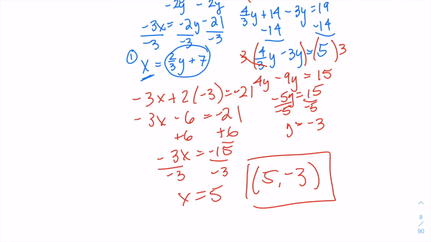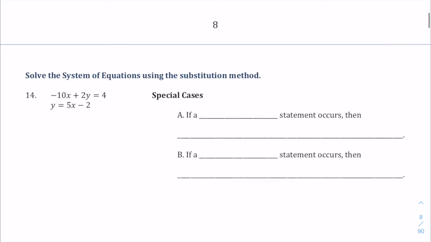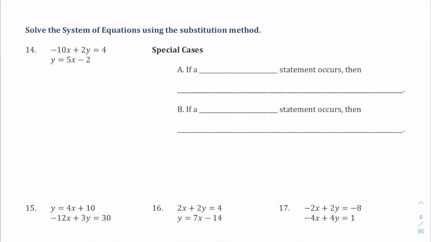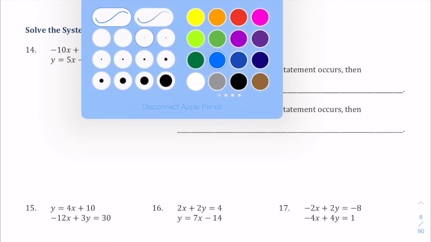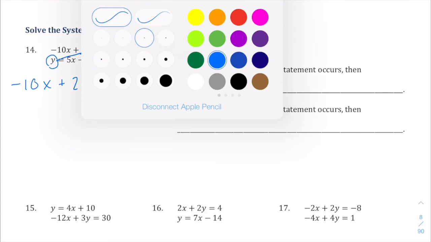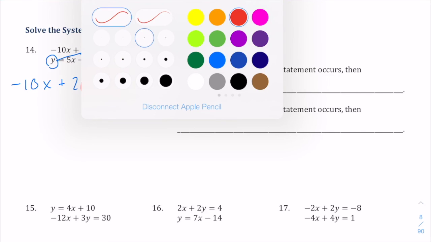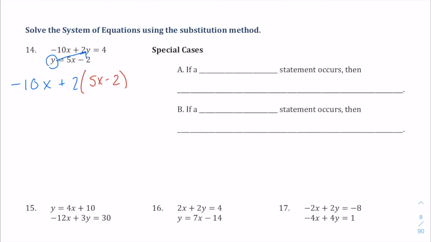Terrific. All right. There are still a few other things that we should go over. Let's talk about some special cases. So let's start to solve this as we normally would. All right, so I do see that the y was solved for in the second equation. So I'm going to go ahead and plug it into the first equation for y over there. So I'm going to start writing that first equation. Negative 10x plus 2. Put on the brakes, don't write y in its place. We're going to put what y is equal to. It's equal to 5x minus 2. Okay, and that's equal to 4.